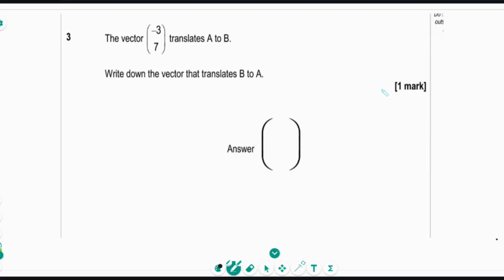Question 3. The vector (-3, 7) translates A to B. So the minus 3 means you're going 3 spaces to the left, and the 7 means you're going 7 up. Write down the vector that translates B to A. If we've gone 3 left, we need to go 3 back right, so a positive 3. If you've gone 7 up, to get back, you need to go 7 down, so minus 7.